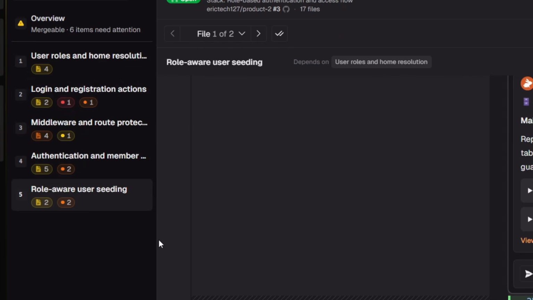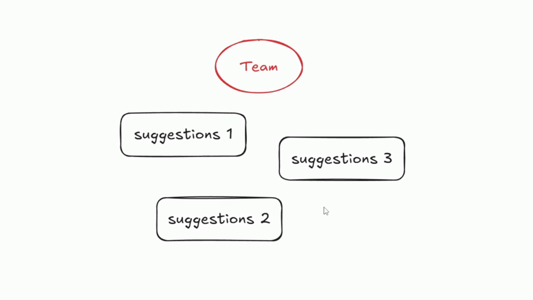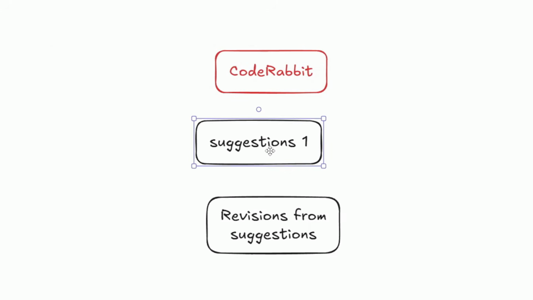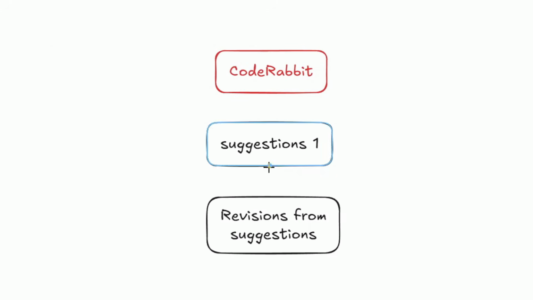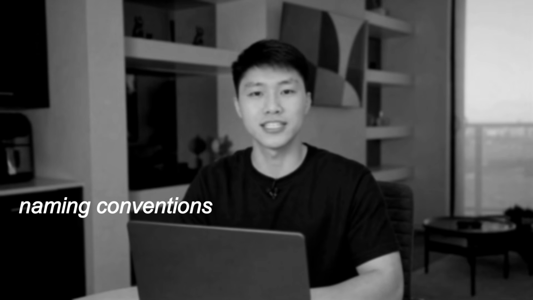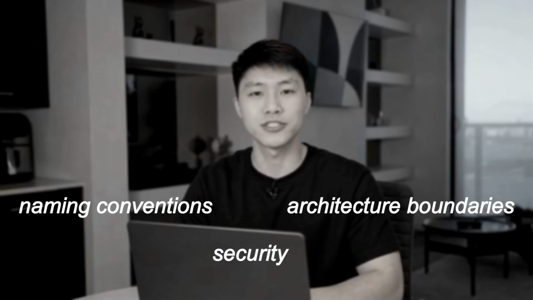Another thing you'll notice is that CodeRabbit remembers your interactions over time. If your team consistently accepts certain types of suggestions or ignores others, it starts building learnings around your codebase and adapts its reviews accordingly. That's actually pretty important because every engineering team has different standards. Some teams care a lot about naming conventions, some care about security, and others are very strict about architecture boundaries. But where things get more interesting is when you start customizing how CodeRabbit reviews your code.